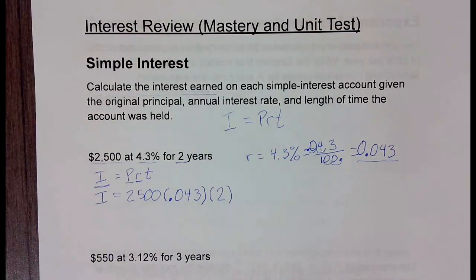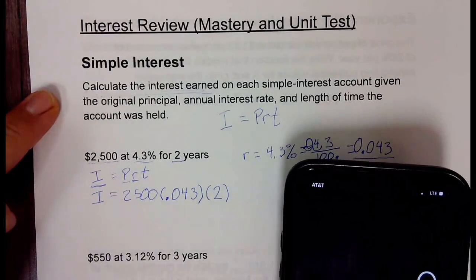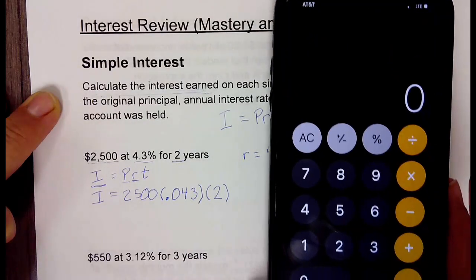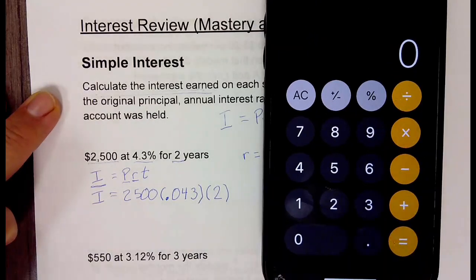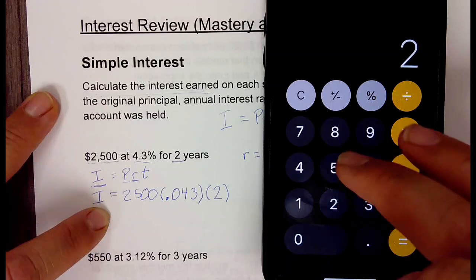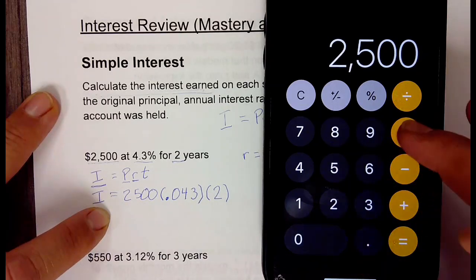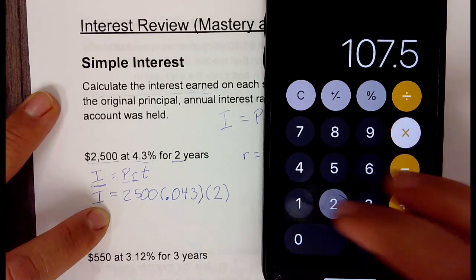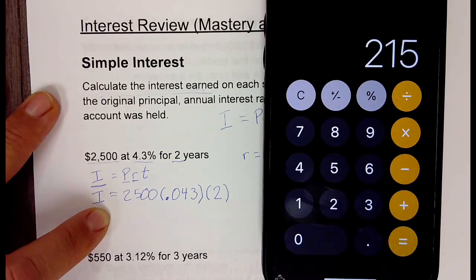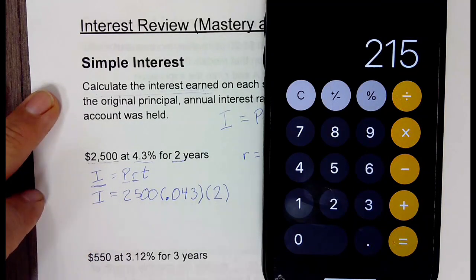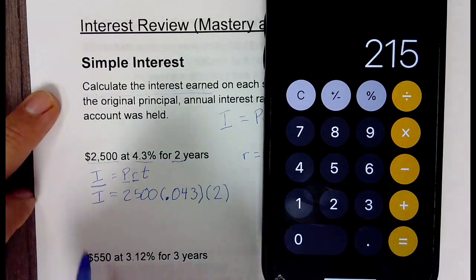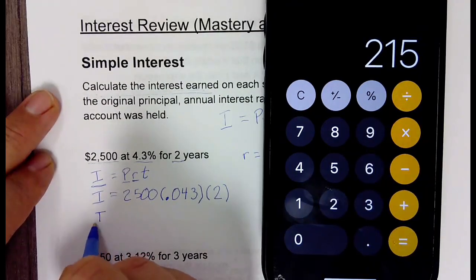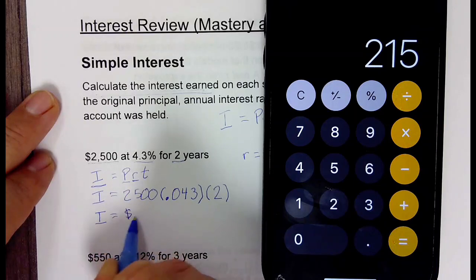And now I am going to use my calculator to calculate this. $2,500 times 0.043 times 2. Although you could calculate this with long multiplication, I don't expect you to. You can use a calculator. That's not cheating, it's using your resources. So I equals $215.